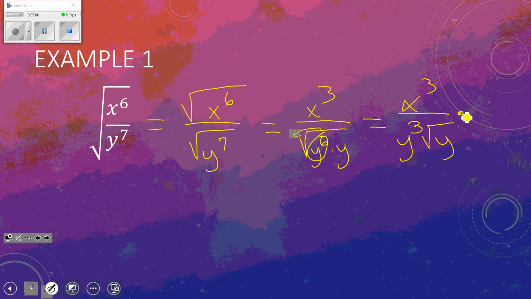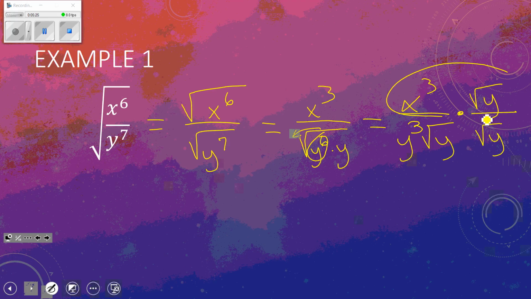So to get rid of this radical, we just learned that we are going to square it, which means we're going to multiply it by itself. So I'm going to multiply it by the square root of y. And if I multiply by the square root of y in the denominator, then I must multiply by the square root of y in the numerator. Okay, so here we go.